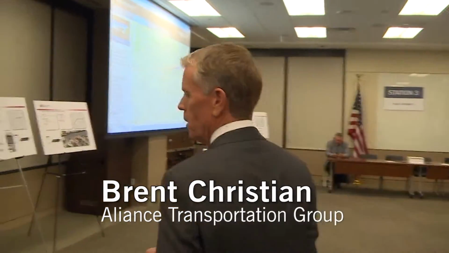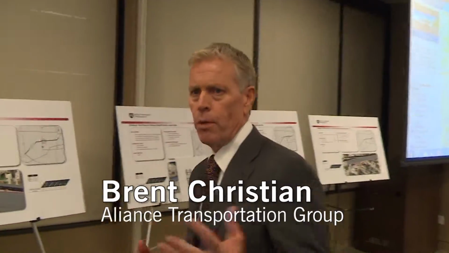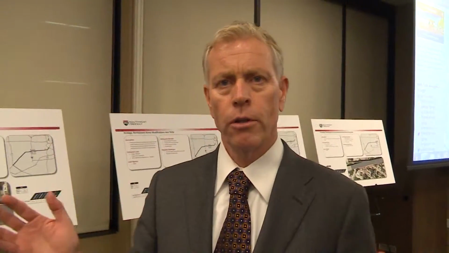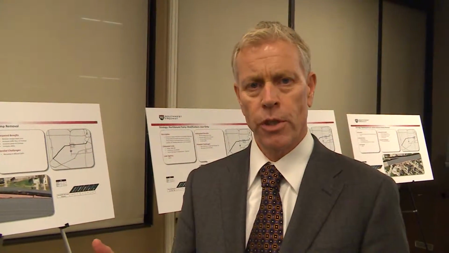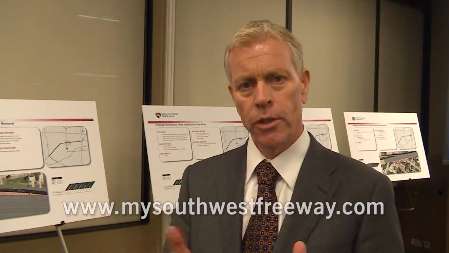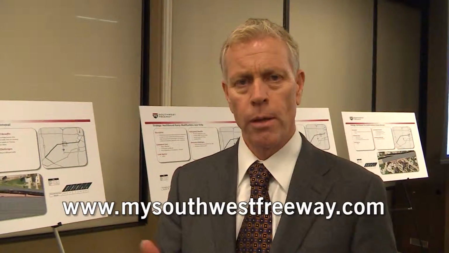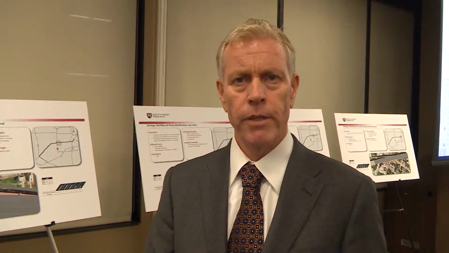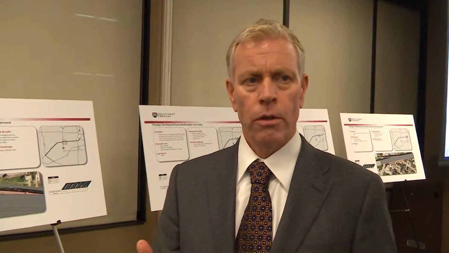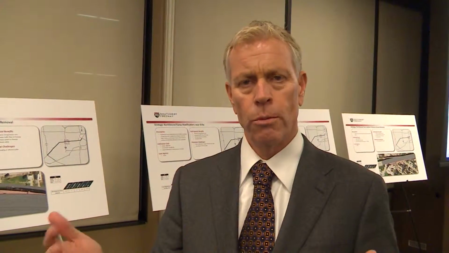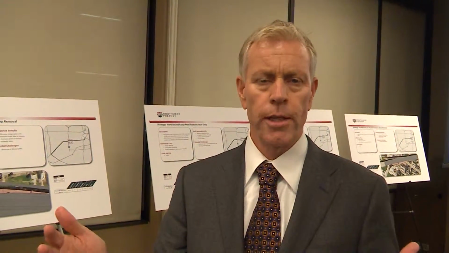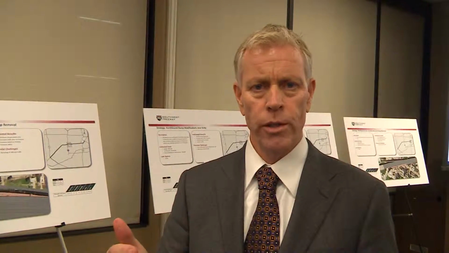So I'll next take you over to the access modifications. As Marco had said earlier, one of the key challenges along the corridor, especially inside Loop 610, is that the ramp spacings between the exit ramps and the entrance ramps, or the entrance ramps and the exit ramps, are very closely spaced. Many of those ramp spacings are in the range of about 700 to 800 feet. Using current design practices and desirable design standards, we would design them for about 1,800 feet, so very short distances.